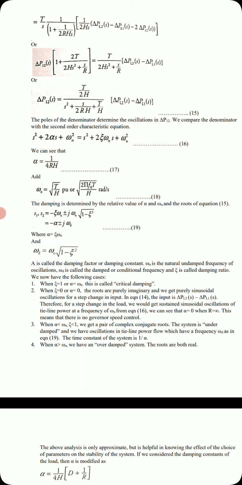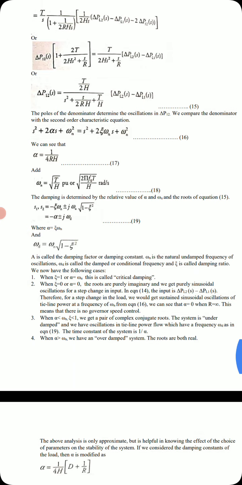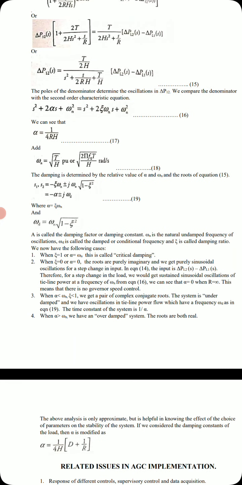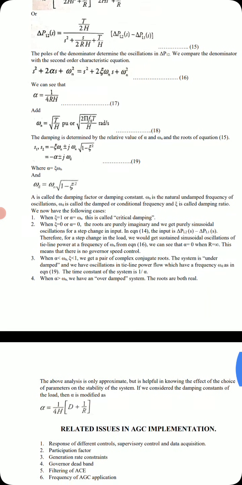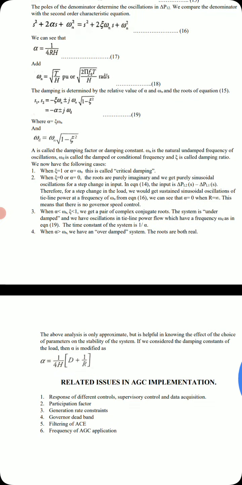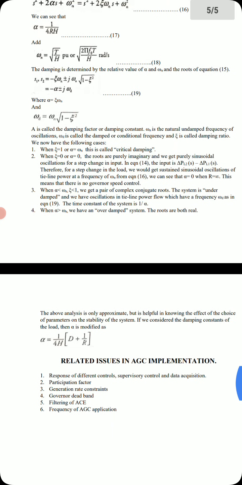We have a frequency of omega d as in equation 19, and the time constant is 1 over alpha. And when alpha is greater than omega n, that is the overdamped condition, that is zeta is greater than 1. The roots of both are real. The above analysis is only approximate but helpful for knowing the effect of the choice of the parameters on the stability of the system. If you consider the damping constant of the load, then alpha is modified as alpha is equal to 1 over 4H into D plus 1 by R. Okay, so these are the tie-line oscillation problems.